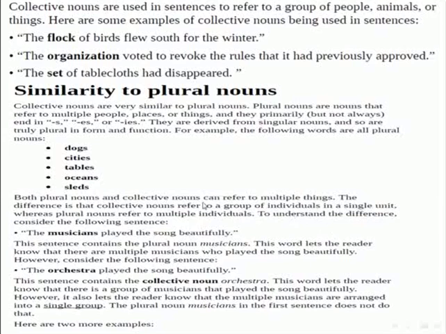To understand the difference, consider the following sentence here. The musicians, it's a plural noun here, played the song beautifully, right? We can change musicians to the band. The band is singular here. The band played the song beautifully. Band is a collective noun, singular, but it refers to plural individuals, which is musicians. But with the musicians, it's very clear that it is plural. This sentence contains the plural noun musicians. This word lets the reader know that there are multiple musicians who played the song beautifully. However, consider the following sentence now.